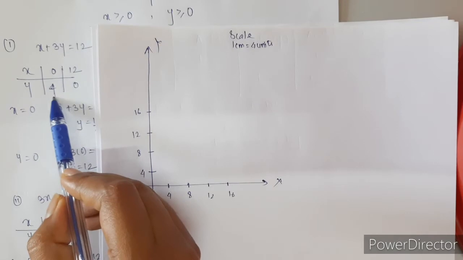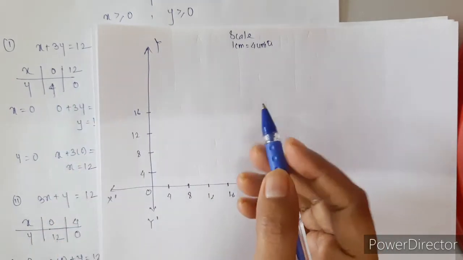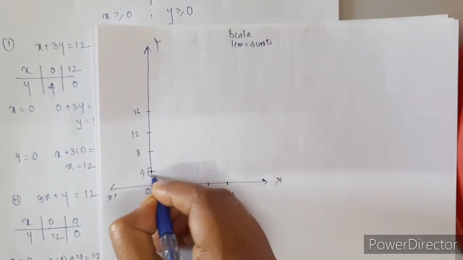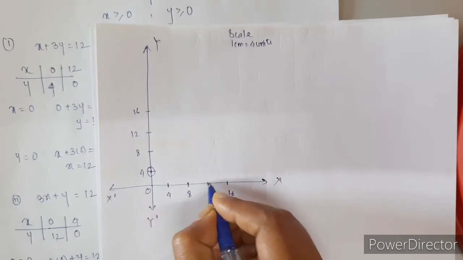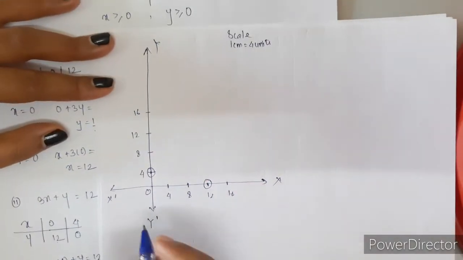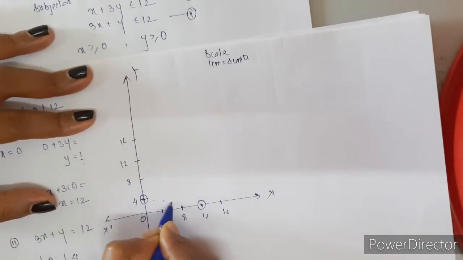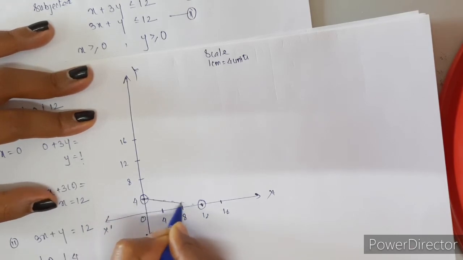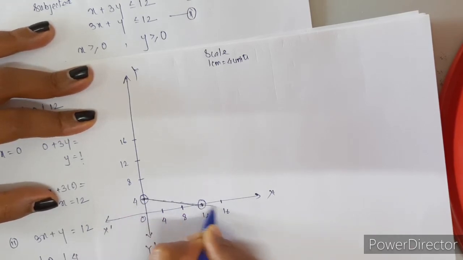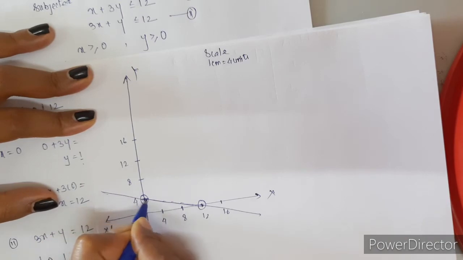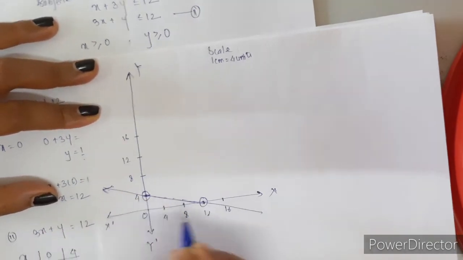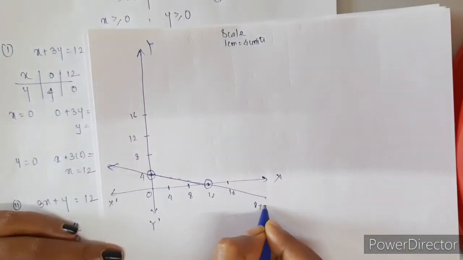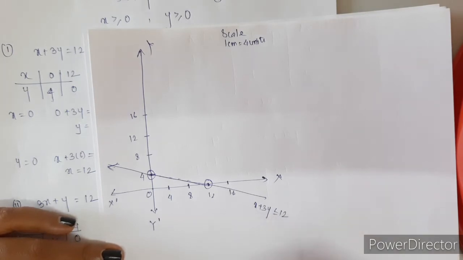x is 0, y is 4; y is 0, x is 12. Okay. Now we have to join these 2 points and then extend it. And write the equation of the line. It is x plus 3y less than or equal to 12.